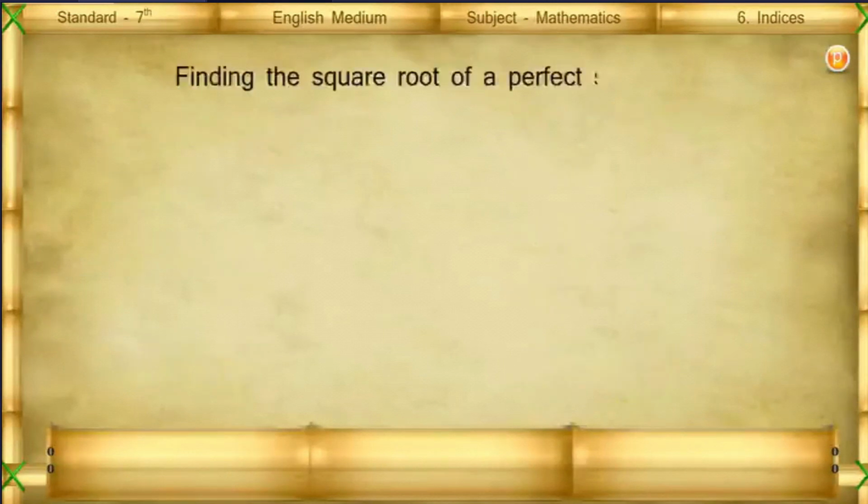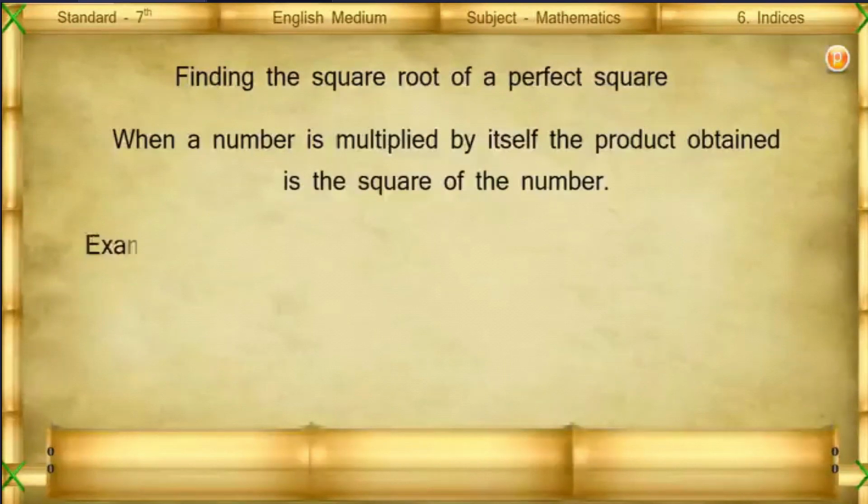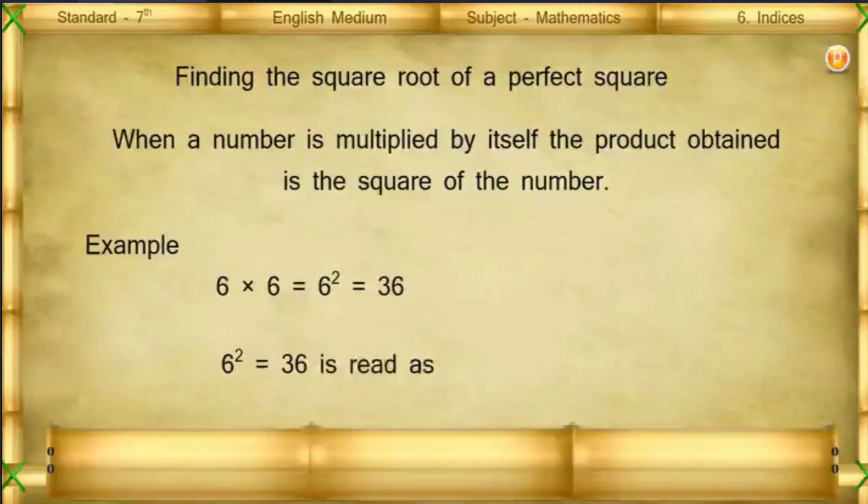Finding the square root of a perfect square. When a number is multiplied by itself, the product obtained is the square of the number. Example: 6 into 6 is equal to 6 square is equal to 36. 6 square is equal to 36 is read as the square of 6 is 36.